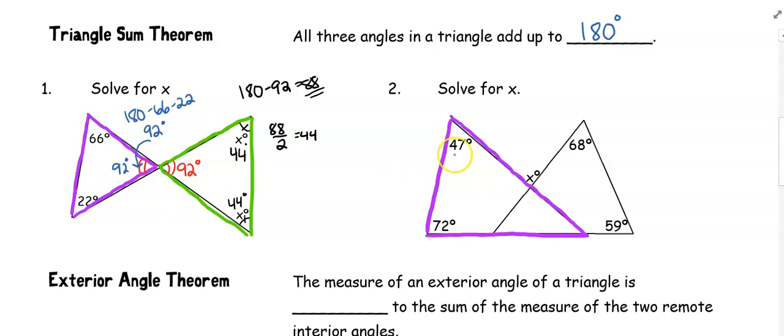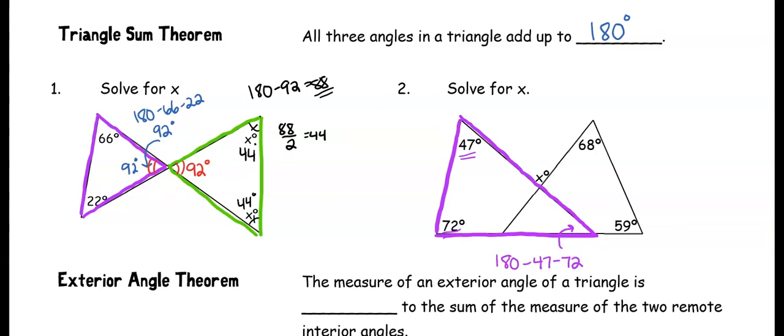So we have our three angles. We have 47, 72, and that's going to help us find this missing angle over here, because all three have to add up to 180. So we do 180 minus 47 minus 72, and that's going to leave us with 61 degrees. So this angle right here is going to be 61 degrees. Now that's overlapping a second triangle. So I'm going to concentrate on this other triangle over here.